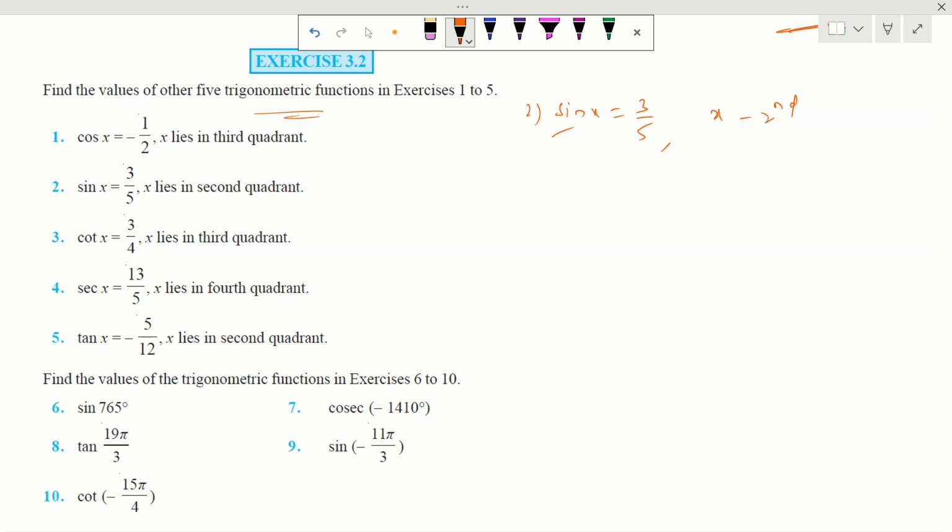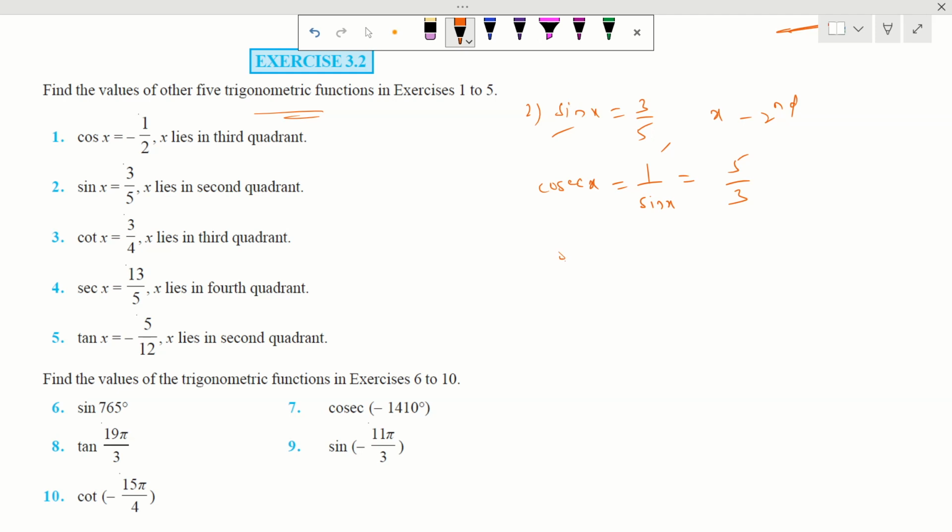Sin x we are having, then we can easily find cosecant x because it is the reciprocal of sin x, 1 by sin x. Therefore it is 5 by 3.